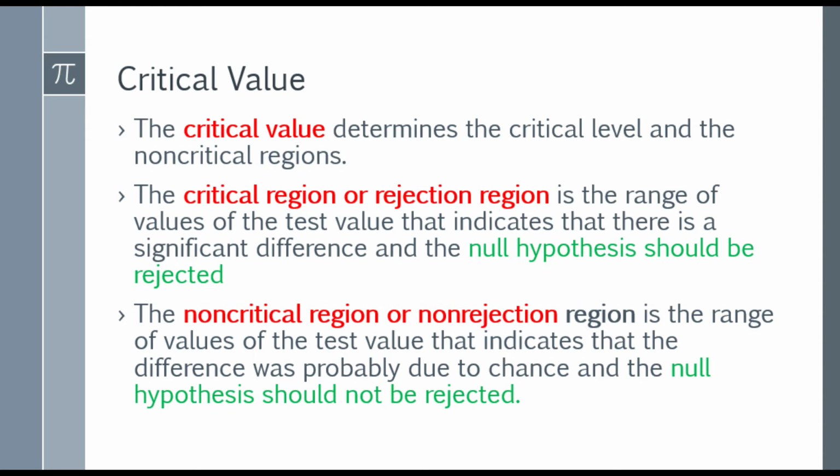Pag yung non-critical region naman or non-rejection region, ito yung range of values of the test value that indicates that the difference was probably due to chance and the null hypothesis should not be rejected. So, maintindihan na lang natin to as we have progressed through the lesson.